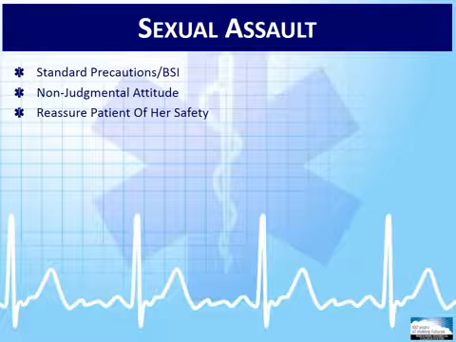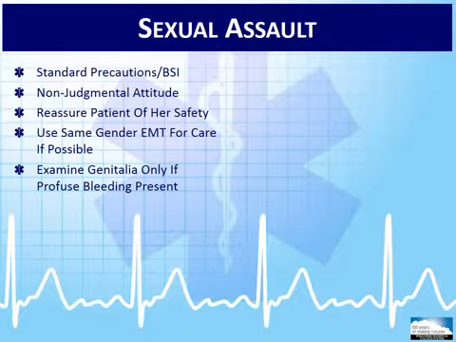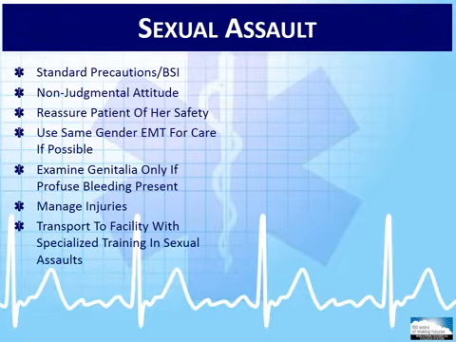When possible, try to have a female EMT conduct the assessment and care of the female sexual assault patient. Examine the genitalia only if there is profuse bleeding or significant injury requiring intervention. Be certain to manage all other injuries as appropriate and, if available in your area, transport to a facility with personnel trained to examine victims of sexual assault.